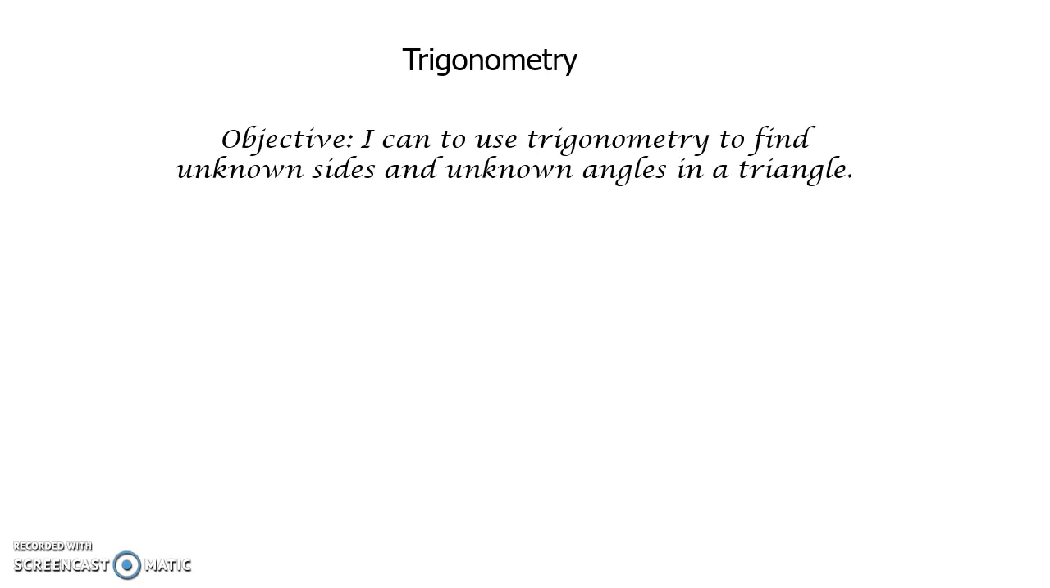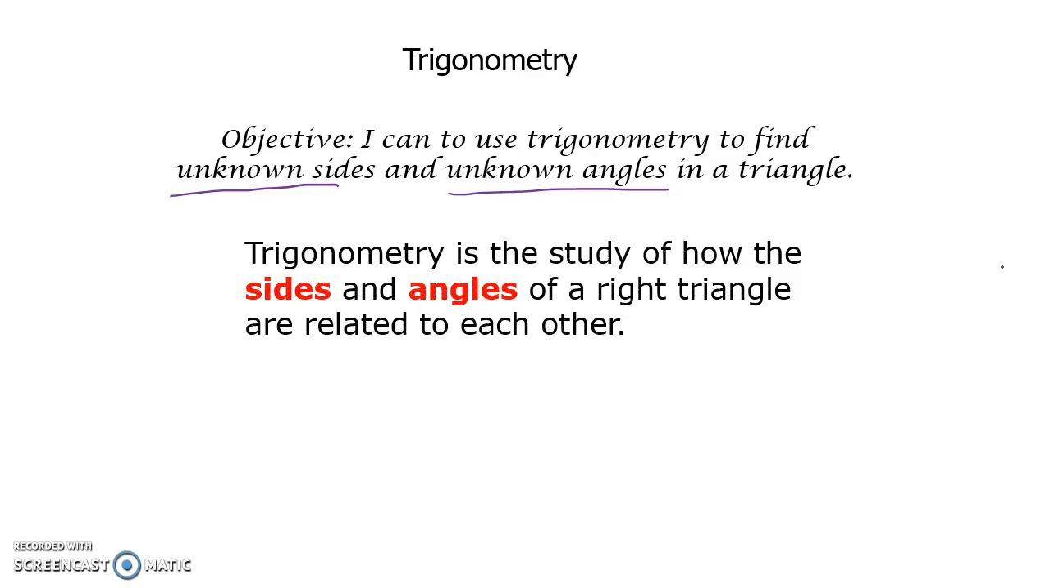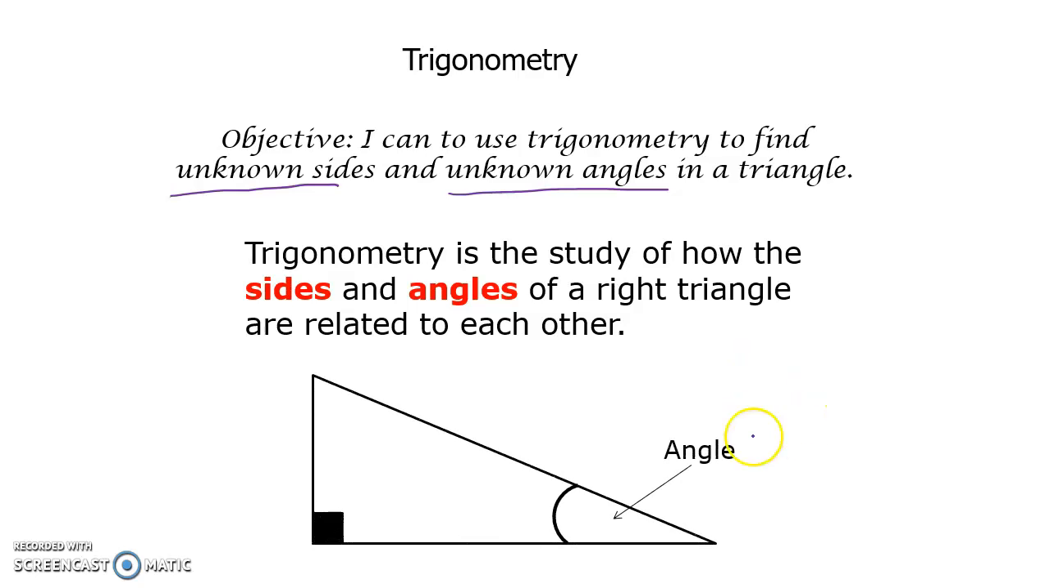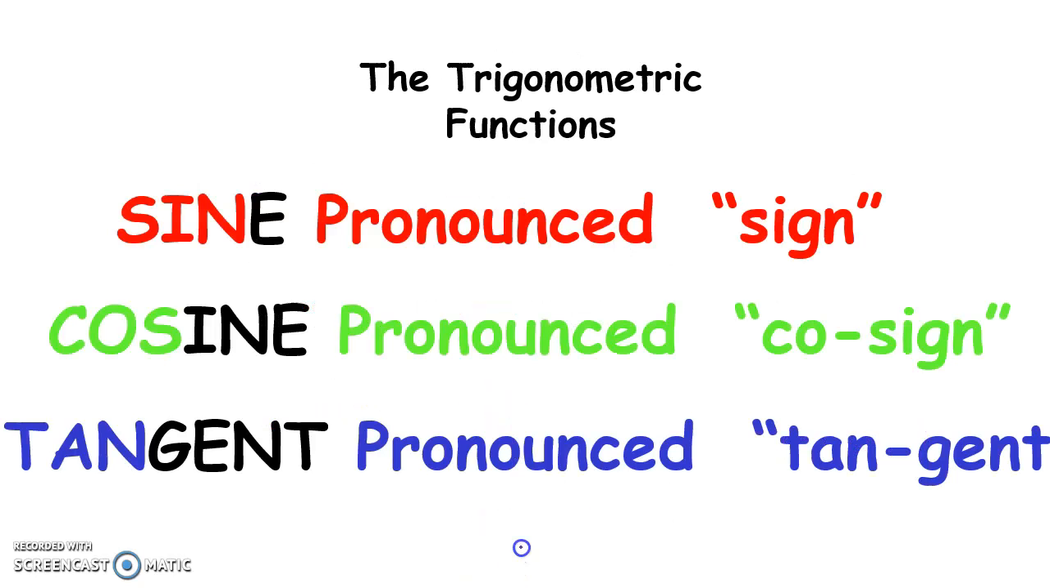Okay, let's get into right triangle trig. You can use trigonometry to find unknown sides and unknown angles in a triangle. You just need two pieces of information. So we want to study how the sides and the angles are related to each other. This right here that they're showing you, I would be looking at this angle as my theta, or my angle of interest. It's how I would label my triangle. Remember, opposite, hypotenuse, adjacent from our last little lesson.